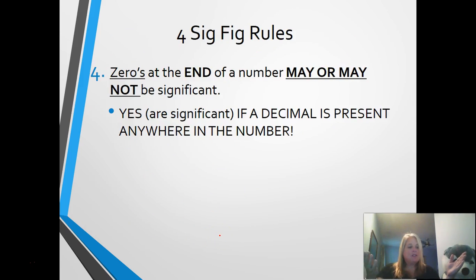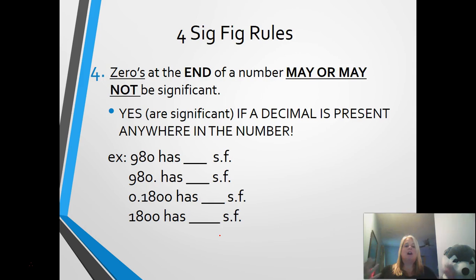All right, last place zeros could be is at the end of a number. This is another tricky thing, because zeros at the end, it depends. It depends upon if there's a decimal present anywhere in the number. It doesn't even have to be by those zeros, but the zeros at the end of a number may or may not be significant. It just depends upon where the decimal is. For example, here we have a 0 at the end. This is 980. There's no decimal here, so that means this 0 is not a significant figure. It doesn't mean it's not important to the value of the number, it's just not a significant digit. So that is 2 significant figures.